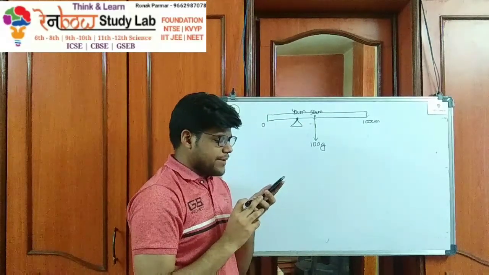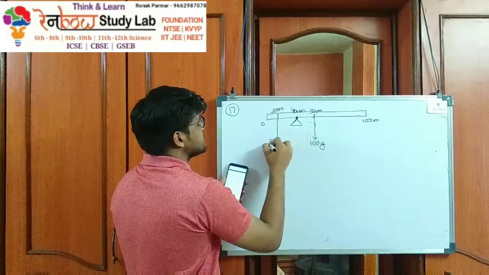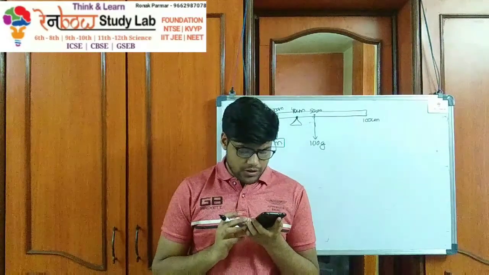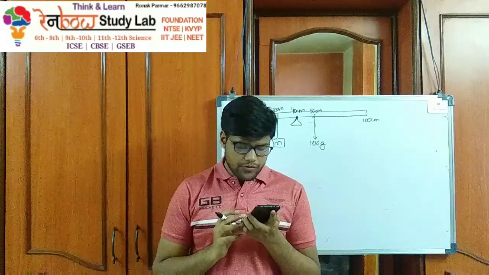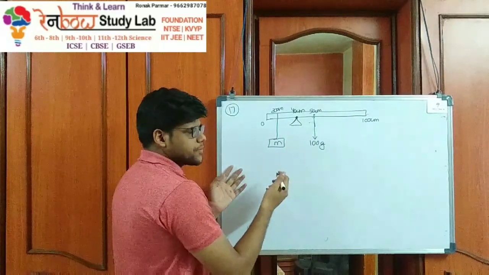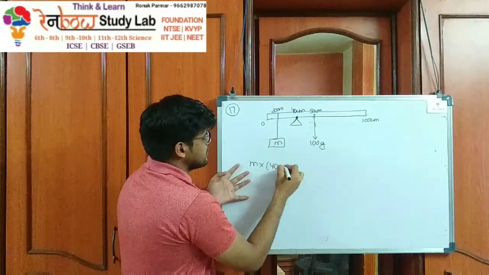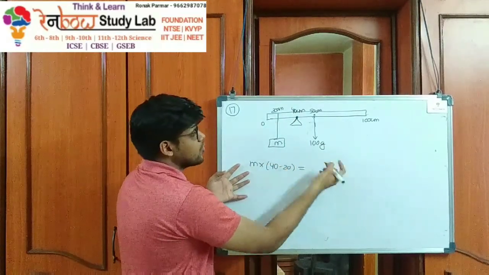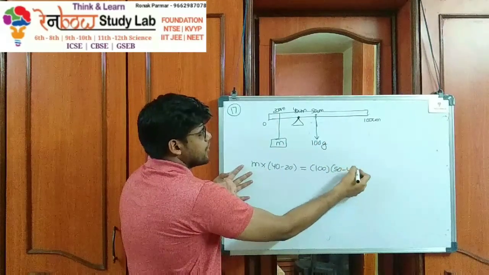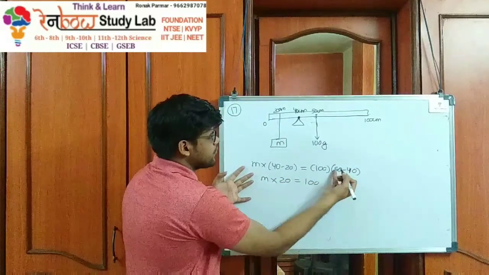It is suspended by unknown mass M at mark 20 centimeter. So at 20 centimeter there is some mass M. And this is in balance situation. They have already told this is balanced. Calculate the value of M. Again, principle of moment, this weight M into distance 40 minus 20. This is anti-clockwise, equal to clockwise 100 into 50 minus 40. Distance between point of application and pivot. This is 20 and 50 minus 40 will be 10.